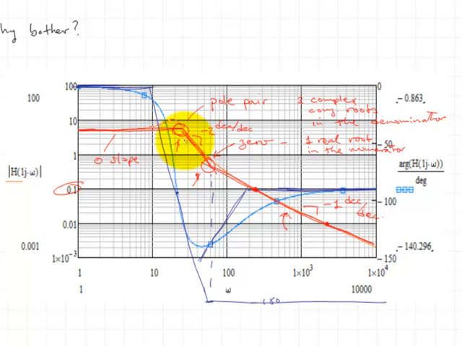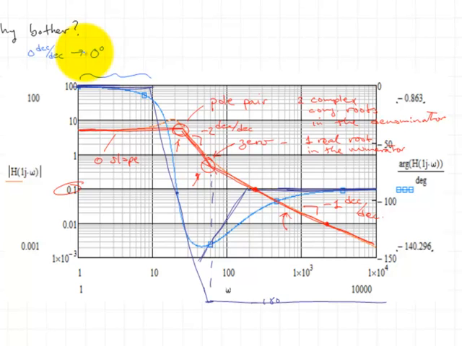Phase response is going to be plotted on a linear scale vertically, but still a log scale on the frequency axis. And we see that there is an asymptotic phase that is associated with each section here of our frequency response plot. So for instance, in this region here, when we have a slope of 0, we have an asymptotic angle of 0 degrees. So a 0 decade per decade slope has no phase shift.